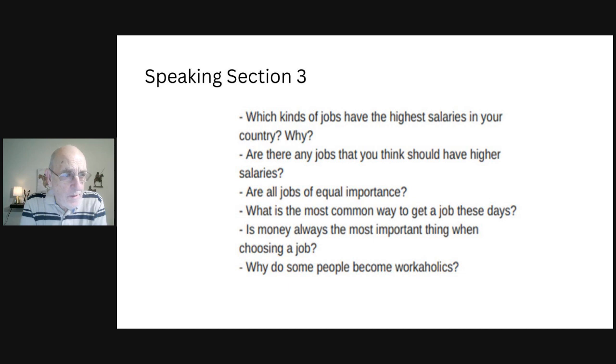So let's choose one of these questions, and I'll just give you an example of how to answer one of these questions. And I'm going to use the question towards the bottom. Here it says, is money always the most important thing when choosing a job? So I would simply start by saying, in my opinion, I don't think money is the most important thing when choosing a job. And the reason for this is because I don't think money is always the best source of happiness. I think job satisfaction could be more important.